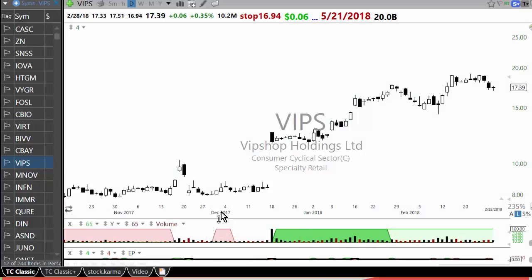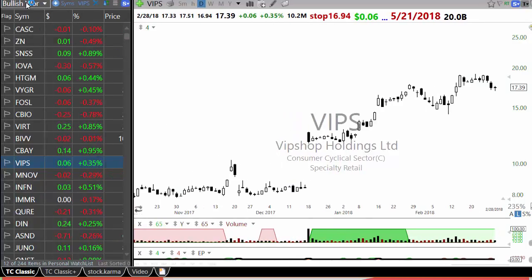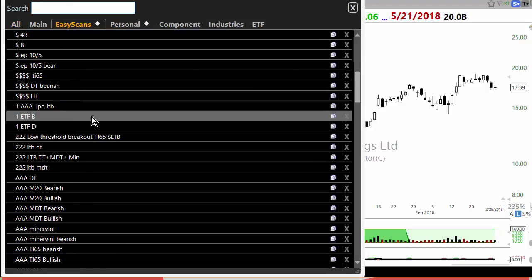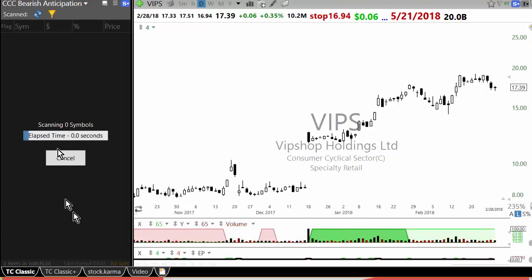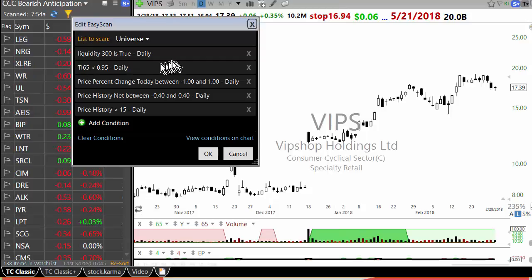And the process, I have laid it down multiple times. It's like a simple scan. For the anticipation bearish, we're looking at a very simple scan. We're looking at liquidity 300 plus, because I like more liquid stock. If you like smaller account, you can look at liquidity as less than 100,000. TI65 is less than 0.95. That way you're ensuring that the stock is in a confirmed downtrend.